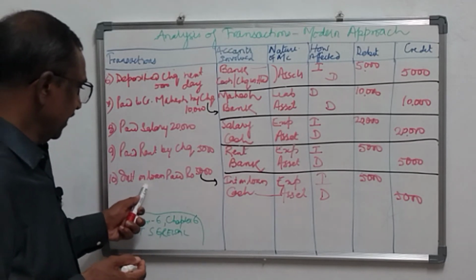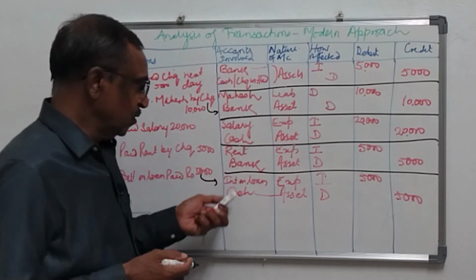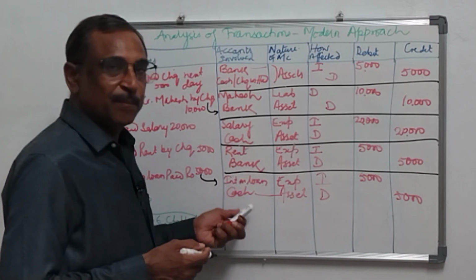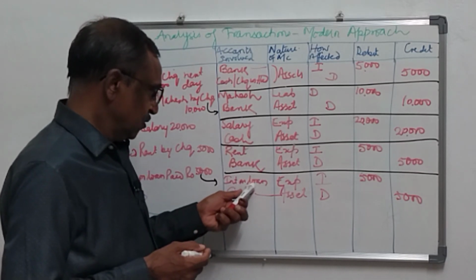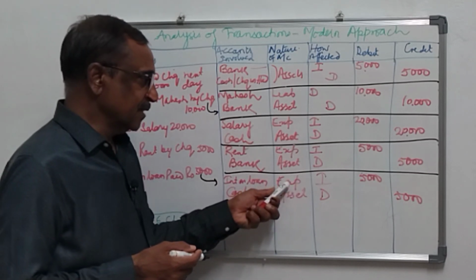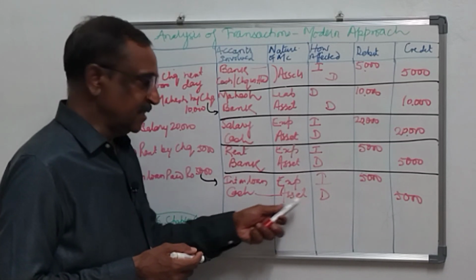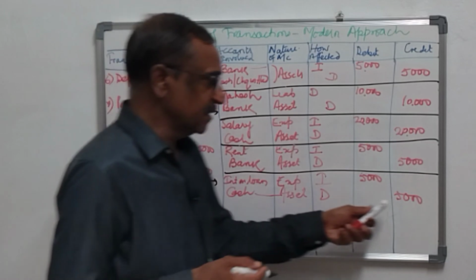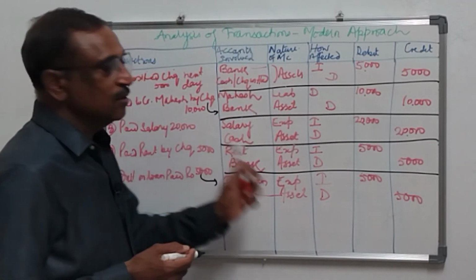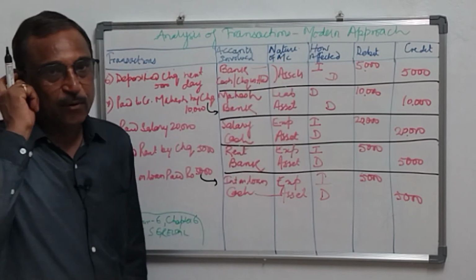And last is interest on loan paid 5,000. So there was a loan on your firm for which the interest is being paid through cash. So interest on loan will be your expense. Increase in expense is debited and cash is your asset. It is decreasing. Decrease in asset is credited. Okay. This is how we have to solve this type of question with the help of the modern approach. Okay.